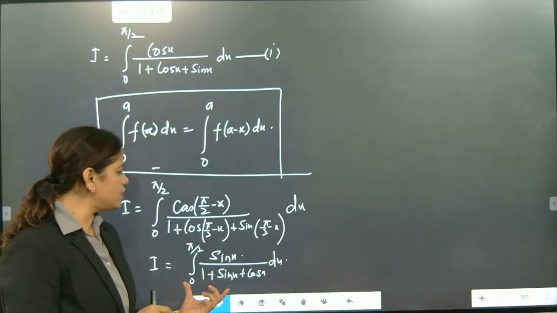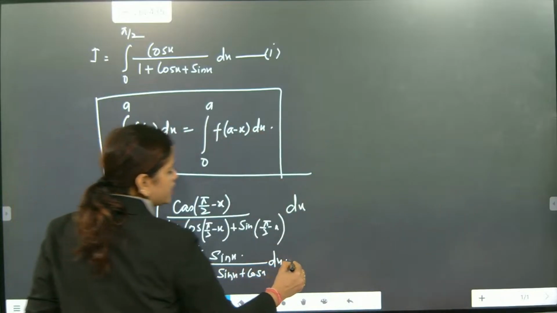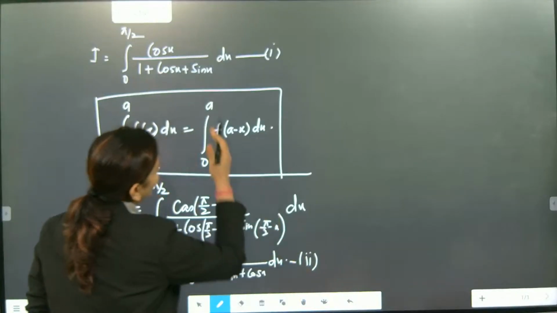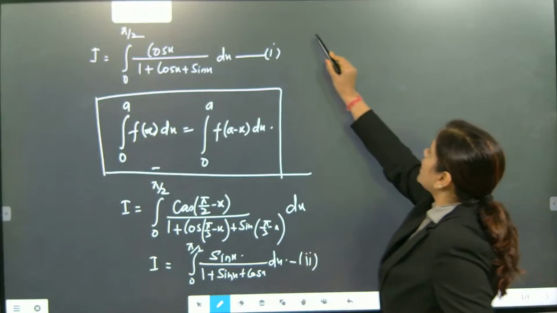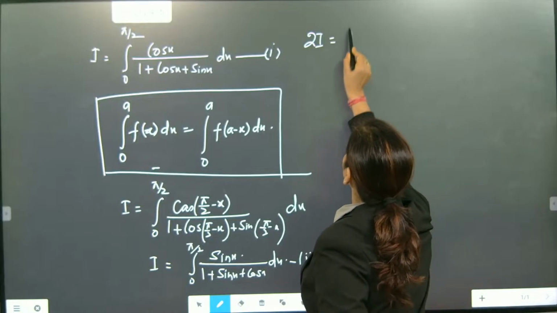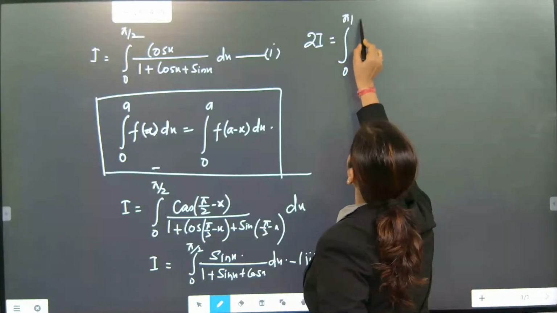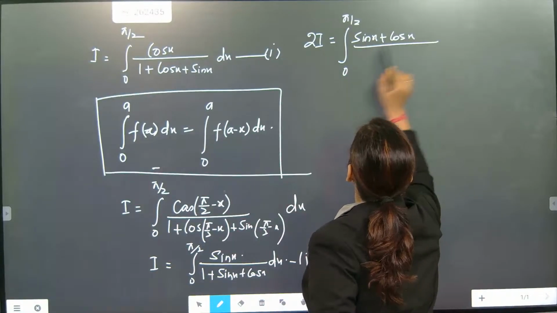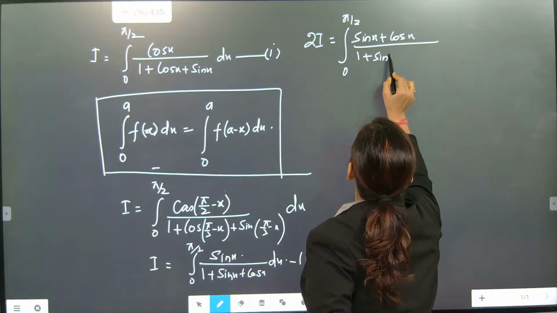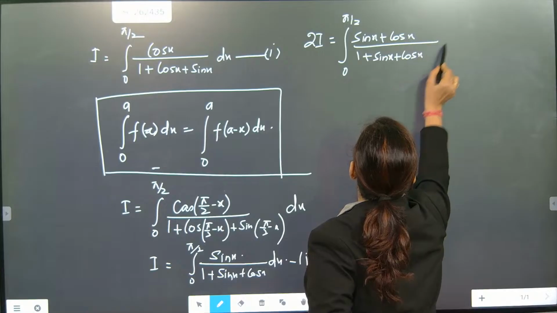From here, how are you going to proceed? Because I got sin x and cos x, I'm going to add both of them together. It will become 2y. So 2y is equal to the integral from 0 to pi by 2 of (sin x plus cos x) by (1 plus sin x plus cos x) dx.